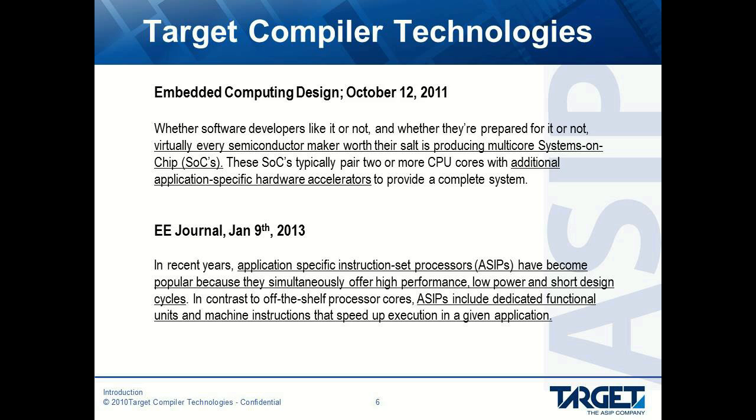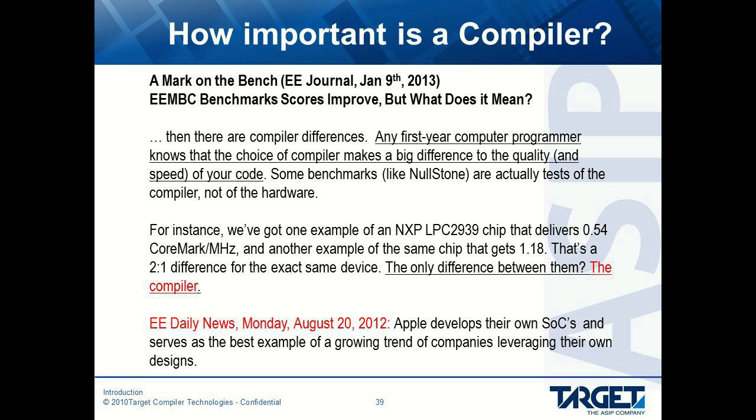In contrast to off-the-shelf processor cores, ASIPs include dedicated functional units and machine instructions that speed up execution in a given application. So we've talked a little bit about additional hardware units and functional accelerators, but now let's look at the compiler. How important is the compiler? Any first-year programmer knows that the choice of a compiler makes a big difference to the quality and speed of your code. Some benchmarks, like Nullstone, are actually tests of the compiler, not the hardware.